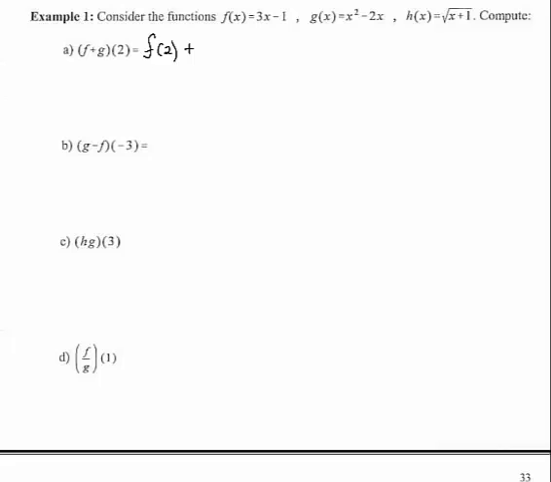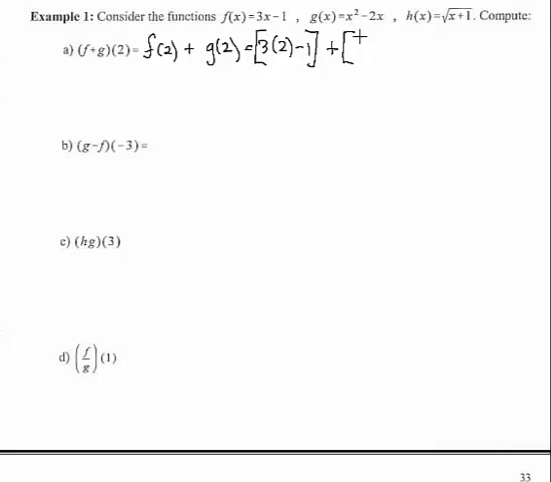Let me erase this. Okay. We have 3 times 2 minus 1. Which is, well, that's just the f of x part. Let me erase this. 6. Okay, so this is f of 2. I'll put that in brackets. So we have f of 2, and then we're adding to it g of 2.